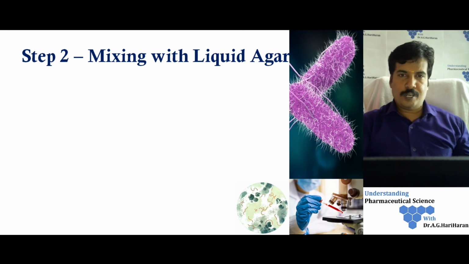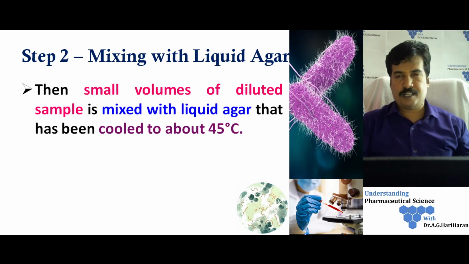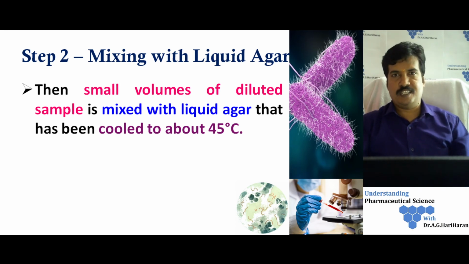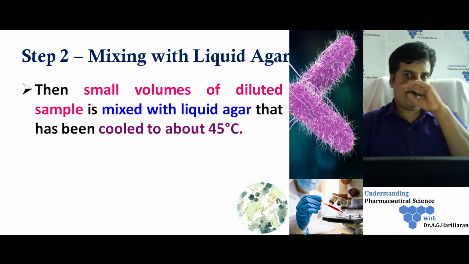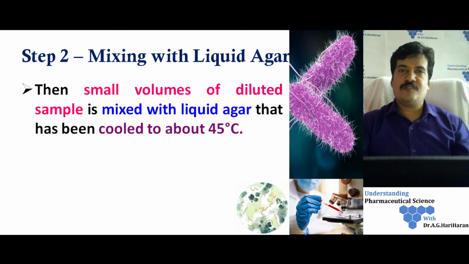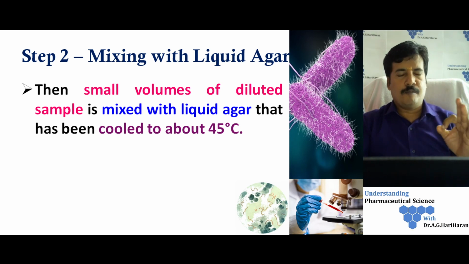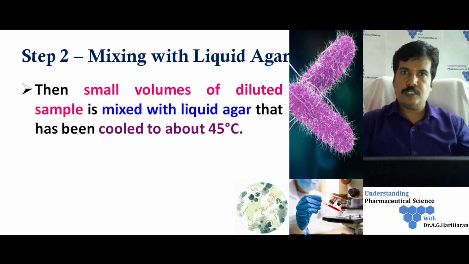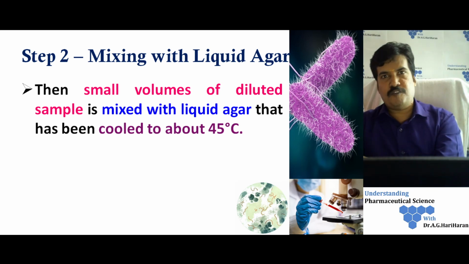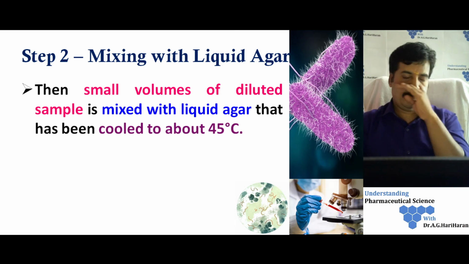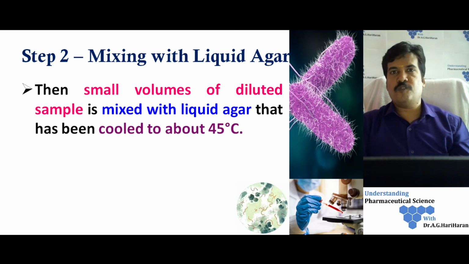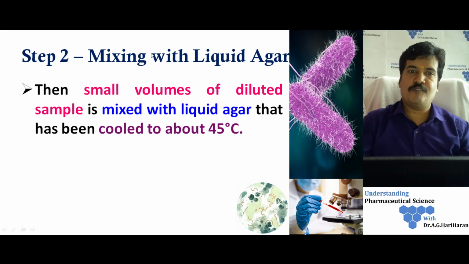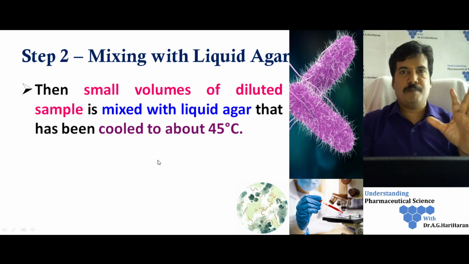A liquid nutrient agar is prepared, then it is sterilized. Once the temperature of the medium is around 45 degrees Celsius, which is the very critical part of this pour plate technique, at this 45 degrees Celsius the agar will be in liquid state. Above this temperature, it will be in liquid state. Once it goes below 45 degrees, it starts getting solidified. So at this temperature, around 45 degrees, a small volume of this diluted sample should be added and mixed well.